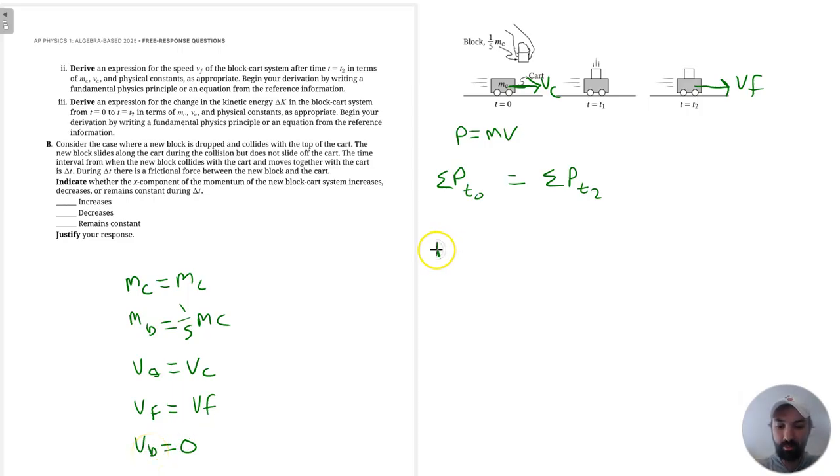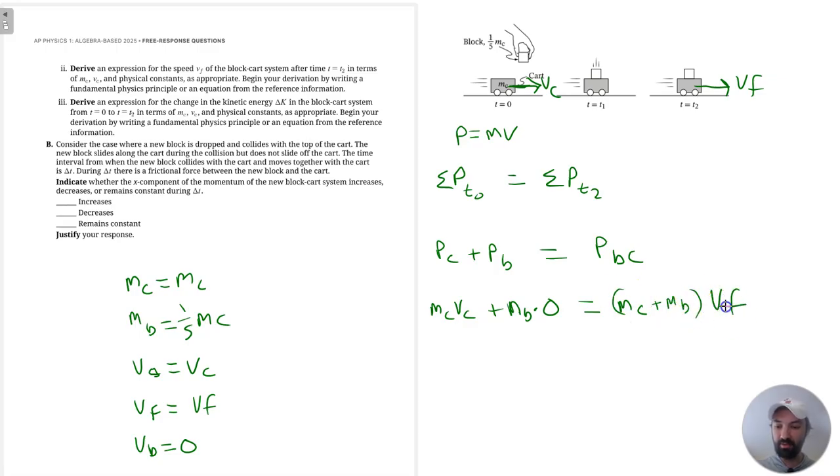So we're going to say the momentum of the cart plus the momentum of the block in the beginning is equal to the momentum of the block cart system. Remember, they're one mass now, so I'm just going to treat them as one mass. Momentum is mass times velocity. So the mass of the cart times the velocity of the cart plus the mass of the block times 0, because it had no velocity, is equal to the mass of the cart plus the mass of the block times the final velocity. Now we're going to plug in the things that we know.